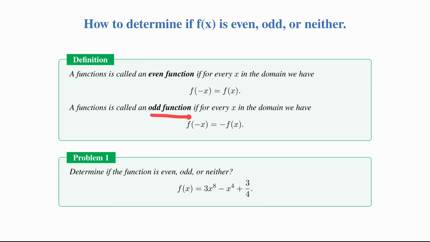A function is odd if this holds. This means that if you plug in a negative x, after some simplification, you're going to get back the original function, but with a negative. So the negative comes on the outside. That's a great way to remember: what happens to the negative? The negative goes away, or the negative comes on the outside, depending on which function you have. So now let's do a few examples.